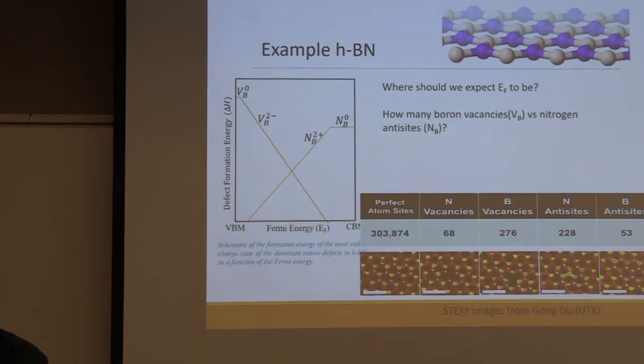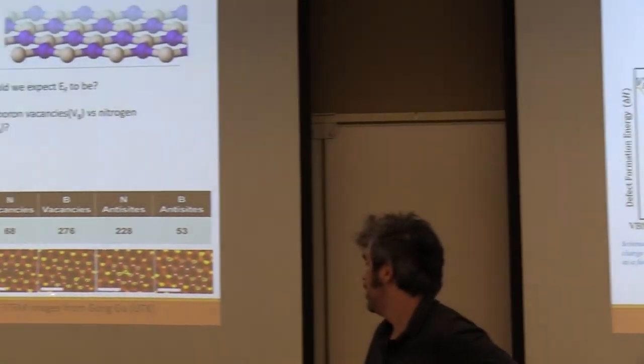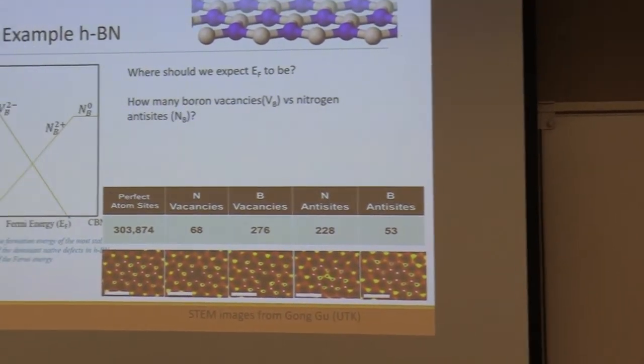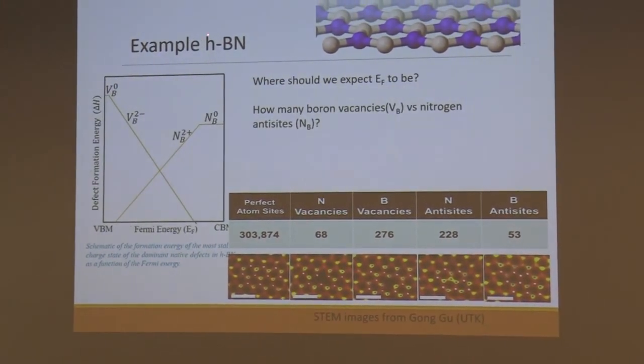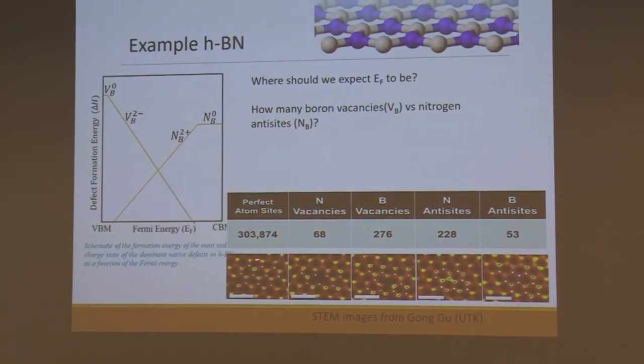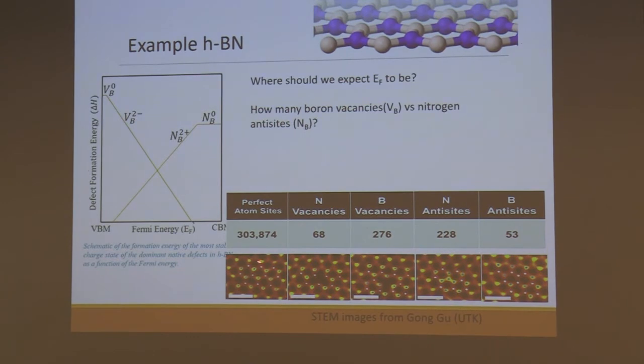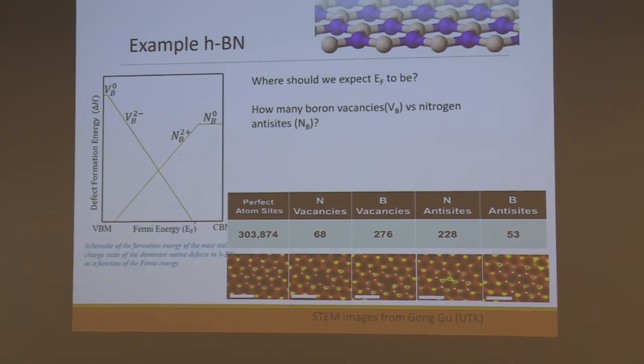And actually we have experimental evidence for this. This is from Gangu at UTK, where he did these STEM images of hBN, essentially counting the individual defects on a large scale. I don't think it was counted by hand. You can see different signatures of different defects, and it gets very similar numbers of these vacancies and antisites. I mean, the fact that they're different is a statistical counting error.